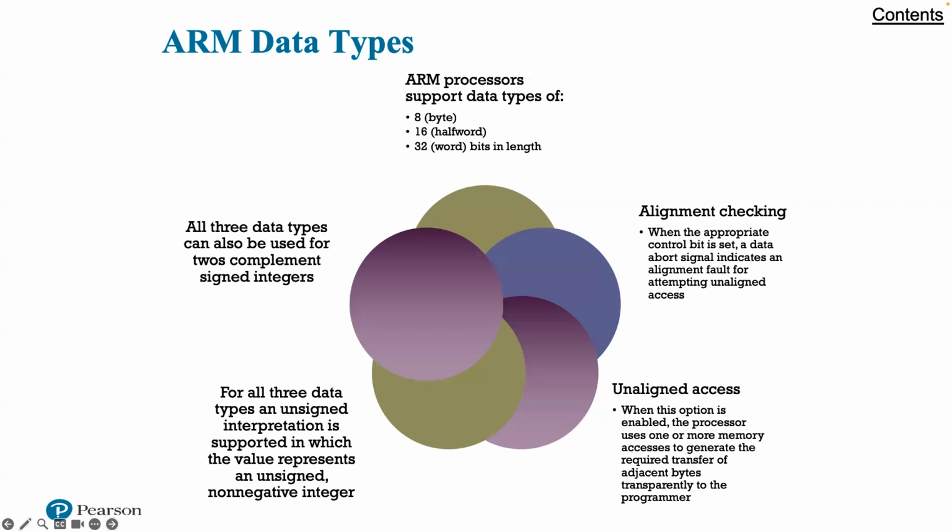For all 3 data types, byte, half word, and word, an unsigned interpretation is supported in which the value represents an unsigned non-negative integer. All 3 data types can also be used for 2's complement signed integers. The majority of ARM processor implementations do not provide floating point hardware, which saves power and area. If floating point arithmetic is required in some processor, it must be implemented in software. ARM does support an optional floating point coprocessor that supports the single and double precision floating point data defined in IEEE 754.